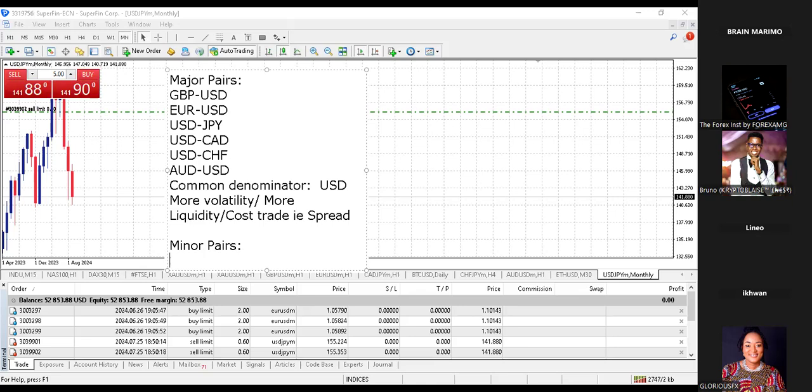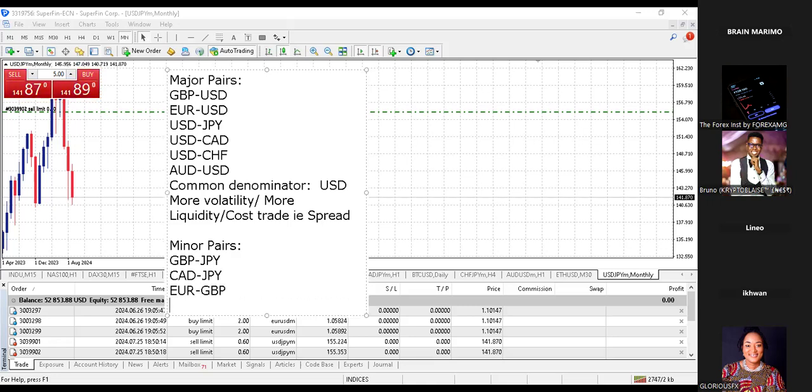So I had GBP JPY. You would have, say, your CAD JPY, Euro GBP. I'm trying to avoid that one. Euro GBP, hardly traded. Yeah, it's a very sluggishly moving pair.